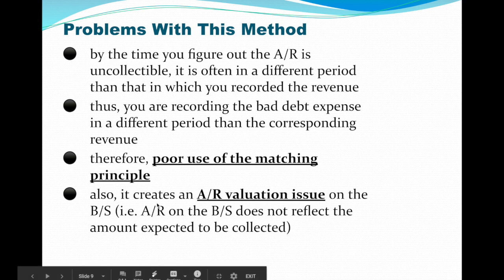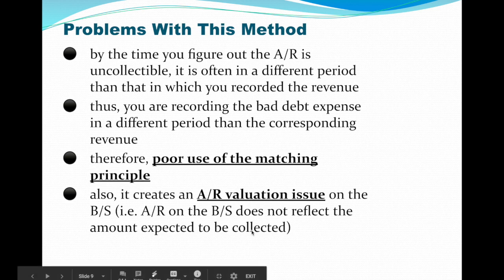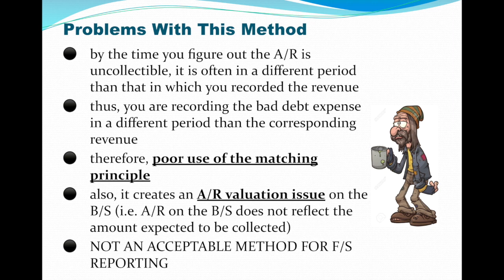So one more thing is that it also creates an accounts receivable valuation issue on the balance sheet, because a balance sheet is meant to be a snapshot, right? It's meant to be sort of an instant status update. And the problem with this method is that it makes our status updates inaccurate. And if our status updates are inaccurate, what's the point of having the status update? The result of all these problems with the direct write-off method, we tend not to use it. We find that it's not acceptable.